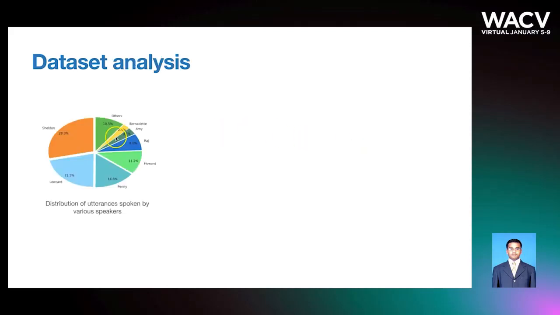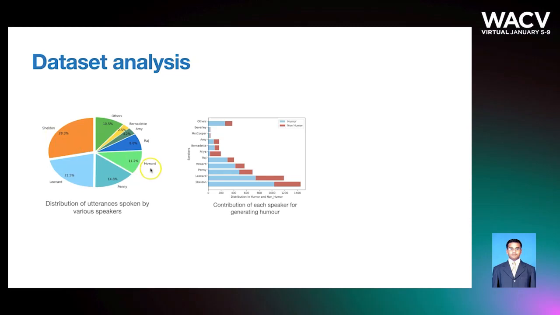This pie chart shows the distribution of utterances across speakers. For example, it depicts that Sheldon has the maximum number of utterances in the dataset. This histogram shows how many dialogues that a speaker was part of were humorous. This plot shows average dialogue time in seconds across the dataset.